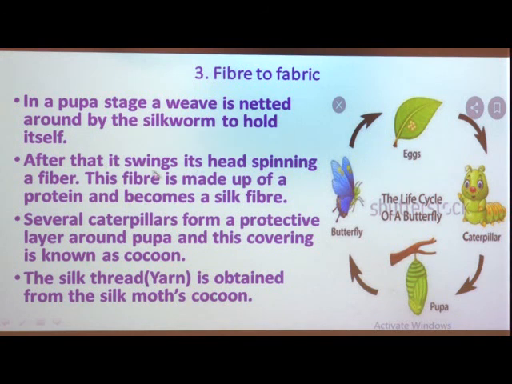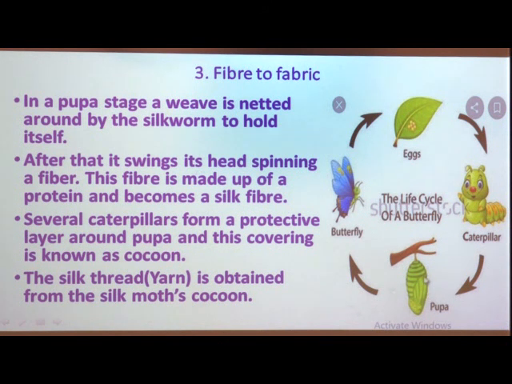So after that it swings its head, spinning a fiber. This fiber is made up of a protein and becomes a silk fiber. So here when that protein comes in contact with air, that weaving of that knitted structure around the caterpillar occurs, and the next stage of this silk moth occurs here in a pupa, and this pupa stage, because of that weaving, is called a cocoon here.